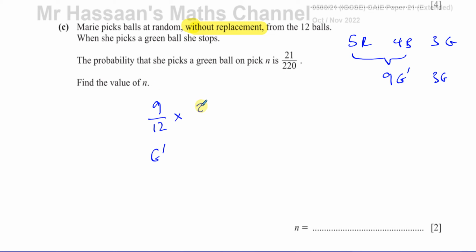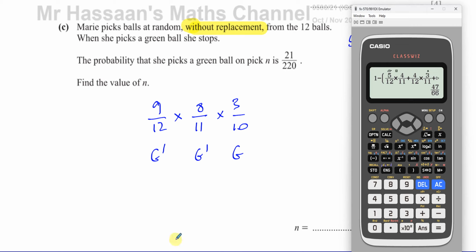Times, let's say 8 out of 11, not a green, because there's 8 balls left, and there's 11 balls left. And then let's say we want to try it out and see, will this work? Just suppose she picks a green on this one. So there's 3 greens, but there's only 10 balls left. Does that give us this answer? So we can do a little trial.